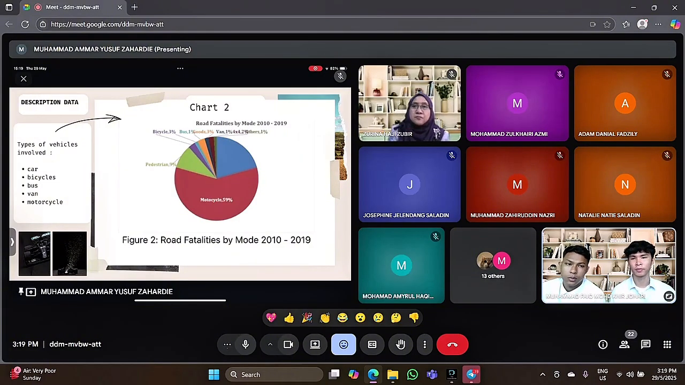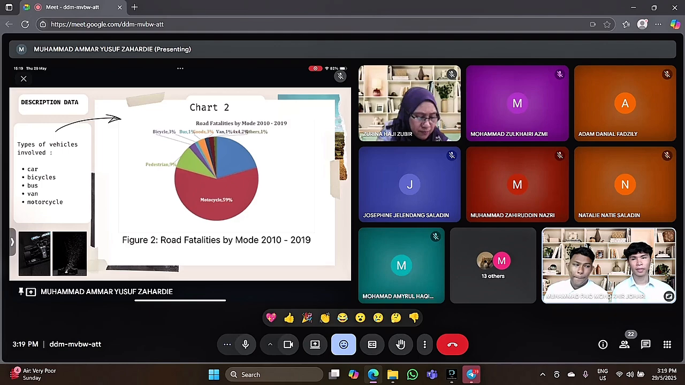Now I'm going to explain chart 2. As you can see, this chart is in the form of a pie chart, and it is about road fatalities divided by modes from 2010 until 2019. Chart 2 mainly shows the many types of vehicles involved in accidents over the past years. There are various kinds of vehicles involved, for example car, bicycle, bus, van, and also motorcycle.